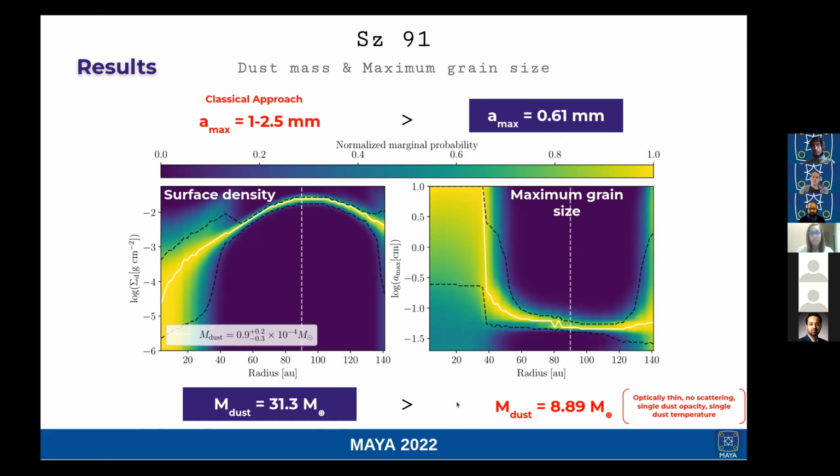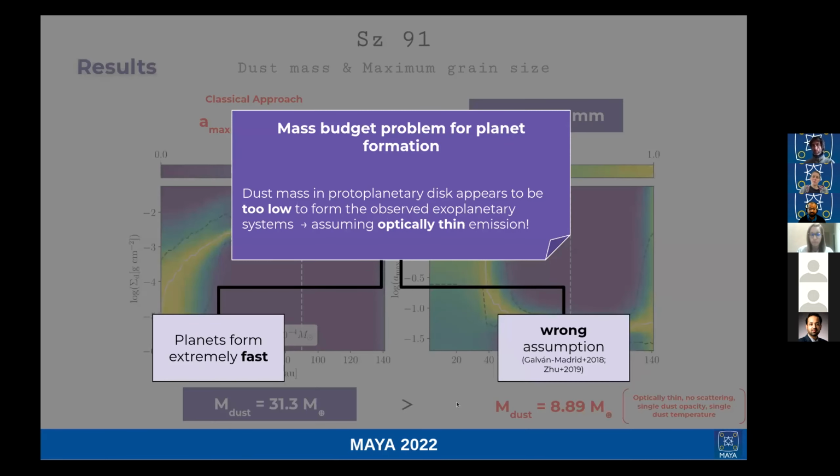And that can be a solution for the mass budget problem for planet formation, where dust mass in protoplanetary disks appears to be too low to explain the observed exoplanetary systems. So in that case, the problem is that we are using the wrong assumption, and more evidence and papers are pointing to the optically thin emission at millimeter wavelengths probably being wrong. So that's something you have to take into account when you study protoplanetary disks.